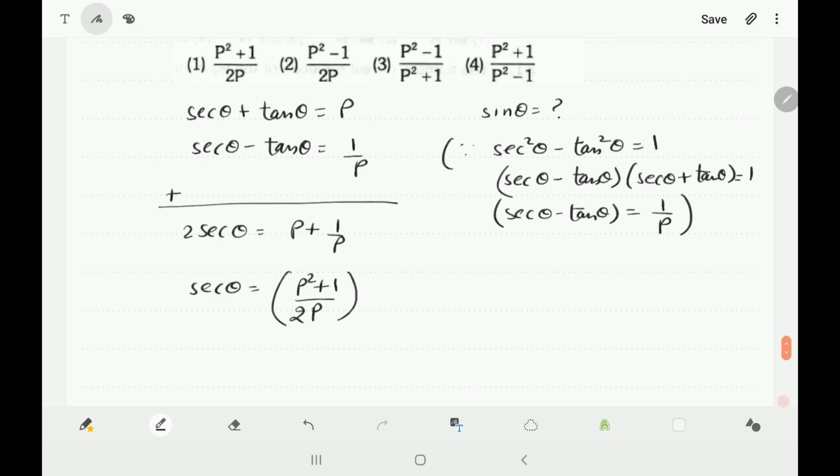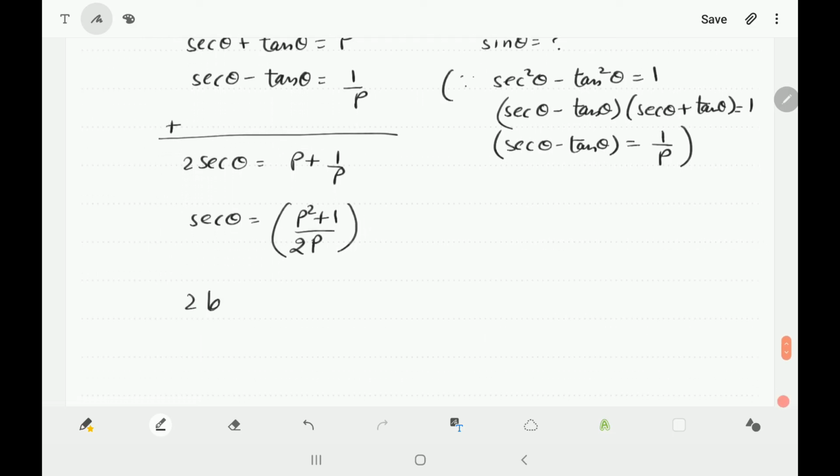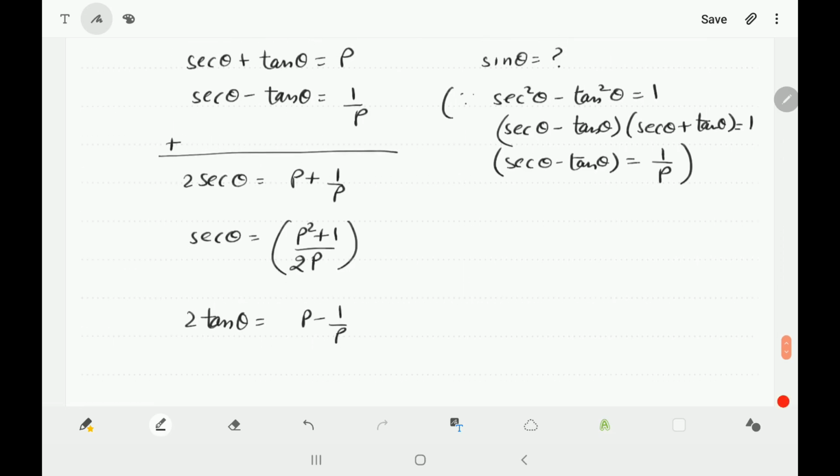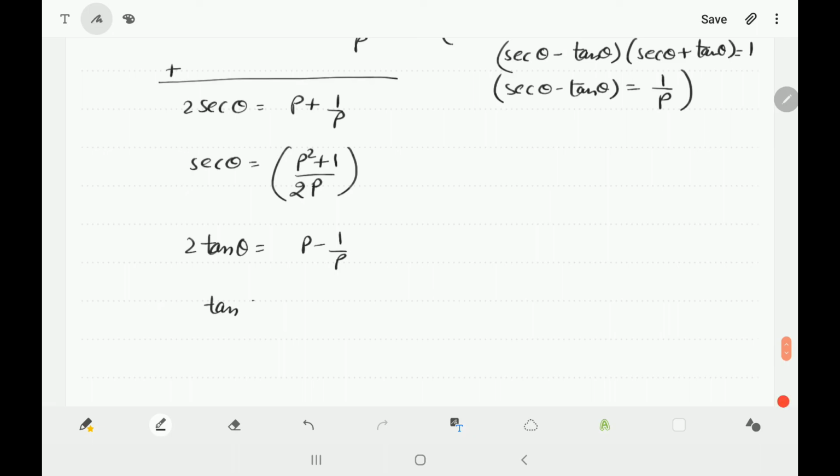Is this okay? Now if we subtract these two terms, we will get 2 tan theta is equal to p minus 1 by p. So we will have the value of tan theta, which will be equal to p square minus 1 divided by 2p.